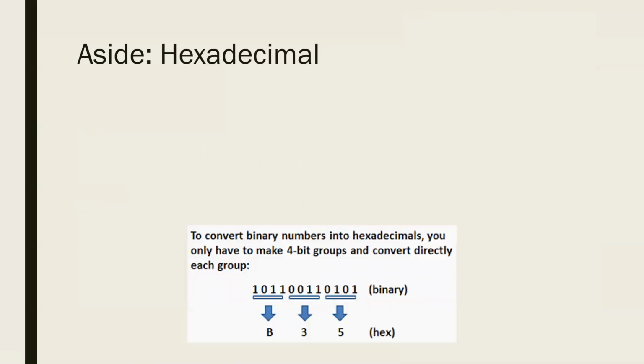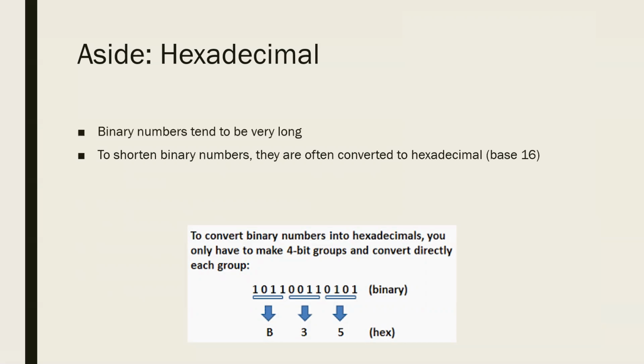Now, as you can see, binary numbers can get pretty long since you only have 1s and 0s to represent your numbers. For that reason, the hexadecimal system was developed as a shorthand for representing these binary quantities. They tend to be very long, but you can shorten them by converting them into a base 16 system.